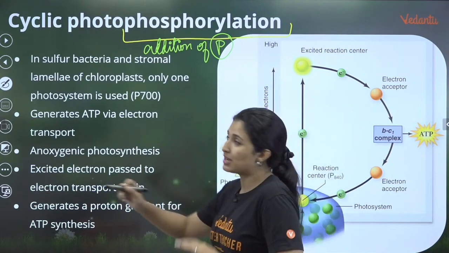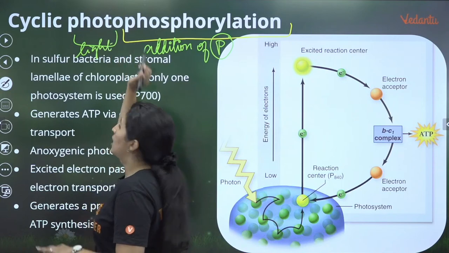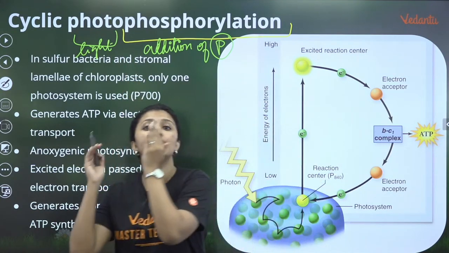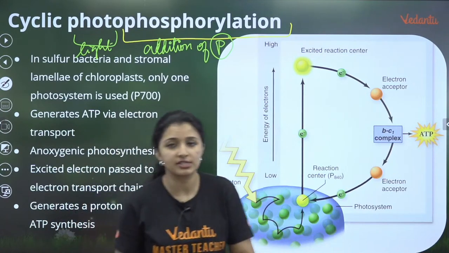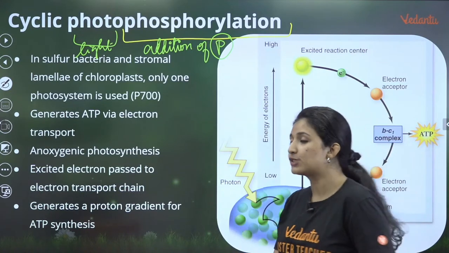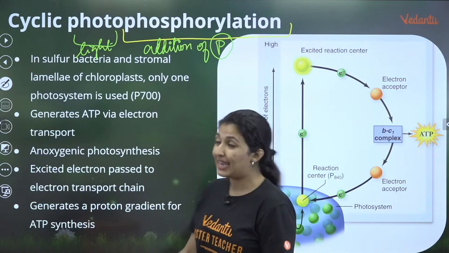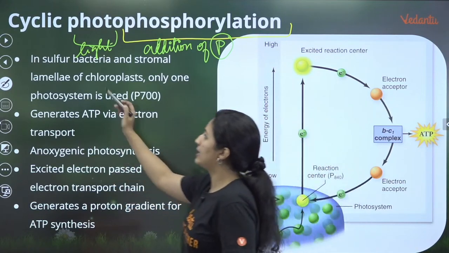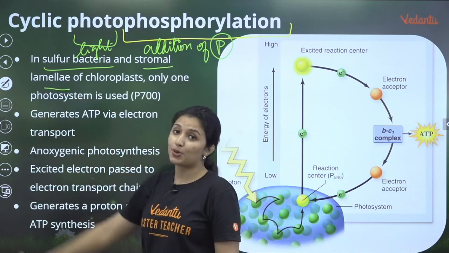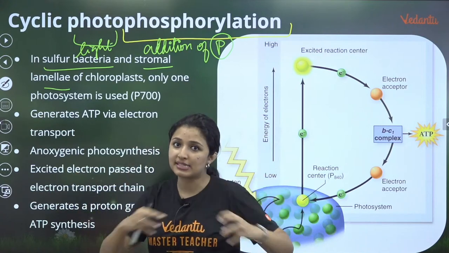Right? Now, imagine photophosphorylation. Light. When this phosphorylation reaction happens because of light, we call this process photophosphorylation. Now, we have non-cyclic and cyclic. Non-cyclic is over. In cyclic, the difference is, okay, let's talk about sulfur bacteria and stroma lamellae. Okay, stroma lamellae we don't know. Grana is when they are stacked one above the other. Stroma lamellae is when they are separate.